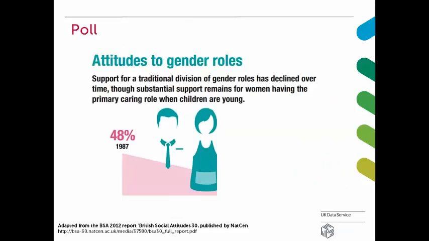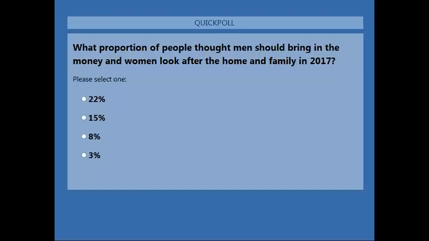Okay, so we have another poll here. This is an example of the kind of thing you can find out about from the BSA. Here are some results from the BSA for 1987 and 2017 about the proportion of people who support traditional gender roles, i.e. that men should earn the money and women should look after the home and family. You can see we've removed the 2017 figure. So in the poll, your question is, what proportion of people believed that these traditional gender roles should hold in 2017 according to the BSA?